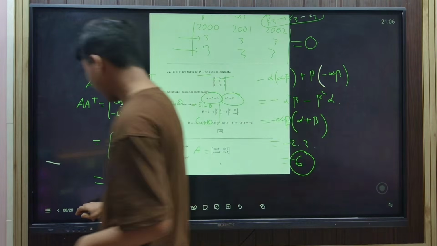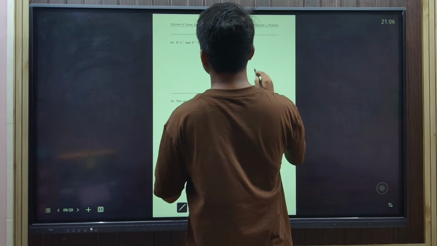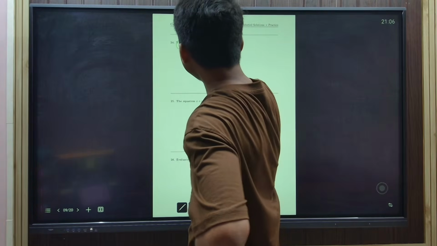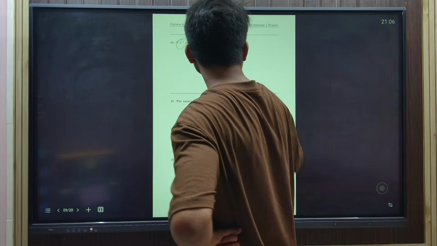Now, এখন A B inverse কি করে ফাইন্ড করা হয়? যদি A inverse আর B inverse এক্সিস্ট করে তাহলে A B inverse is generally defined by B inverse A inverse, right?